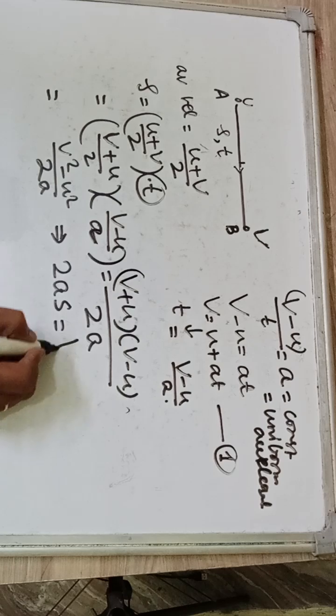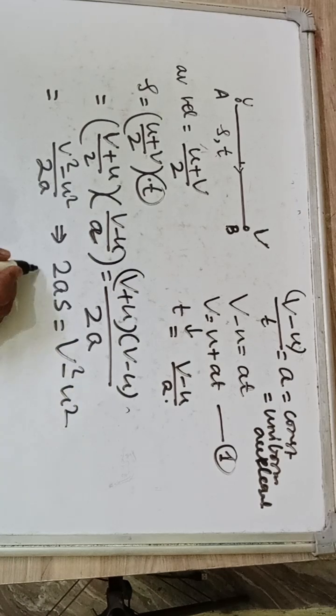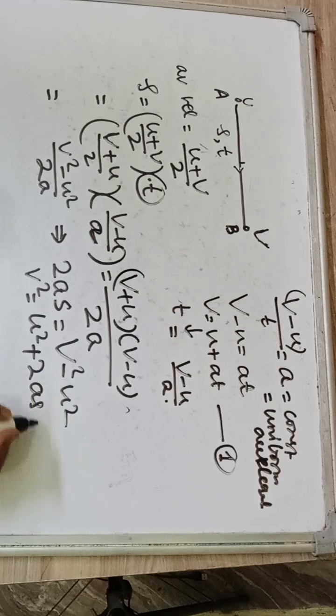Cross multiplying, 2as becomes v square minus u square, or v square is equal to u square plus 2as. This is kinematic equation 2.